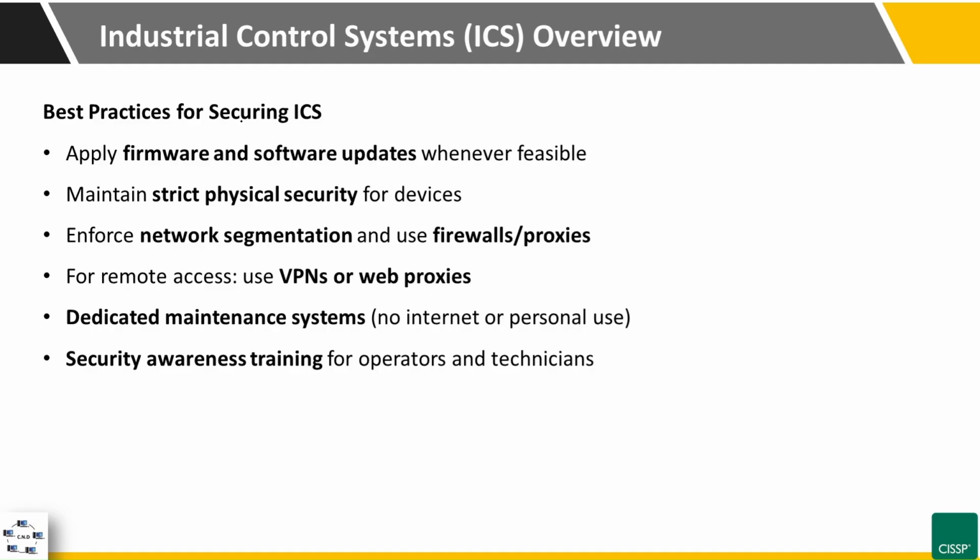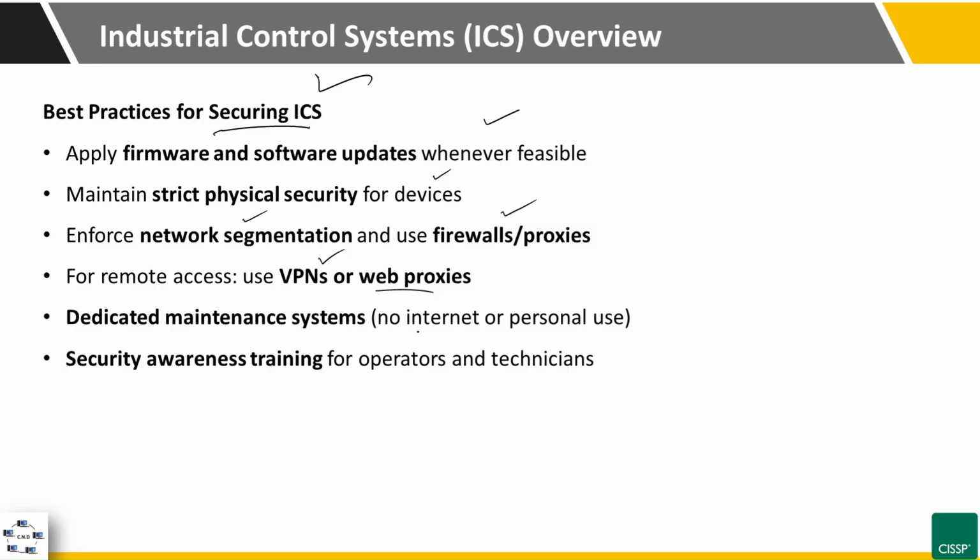What are some best practices for securing industrial control systems? Apply firmware and software updates whenever feasible, maintain strict physical security for devices, enforce network segmentation, and use firewalls and proxies. For remote access, use VPNs or web proxies, and use dedicated maintenance systems.